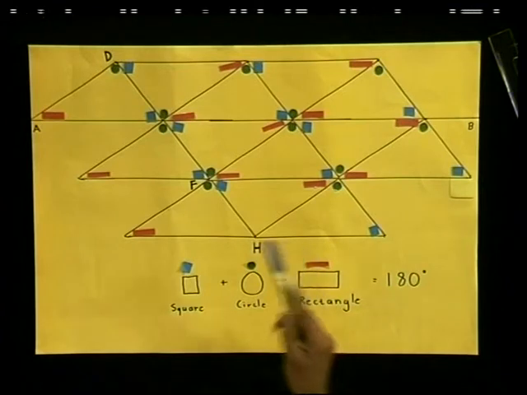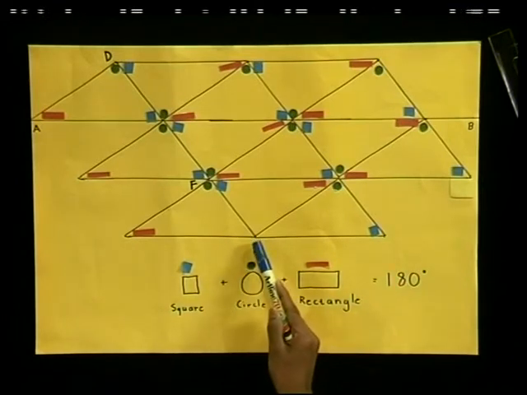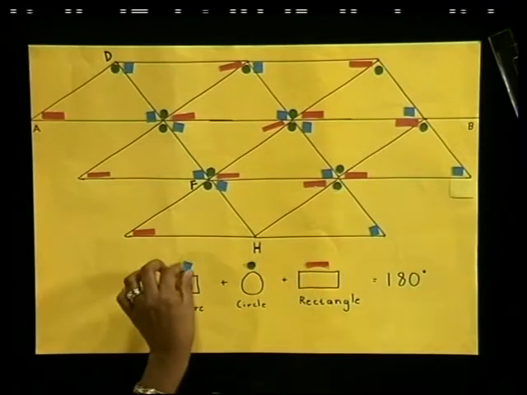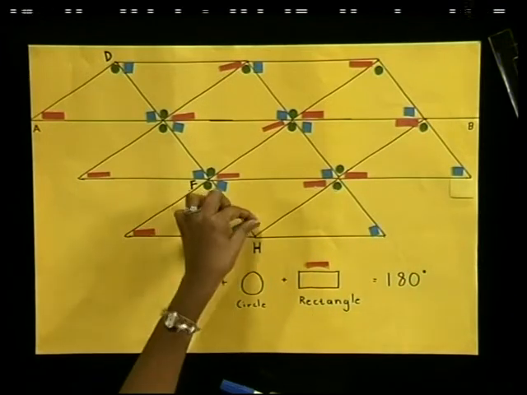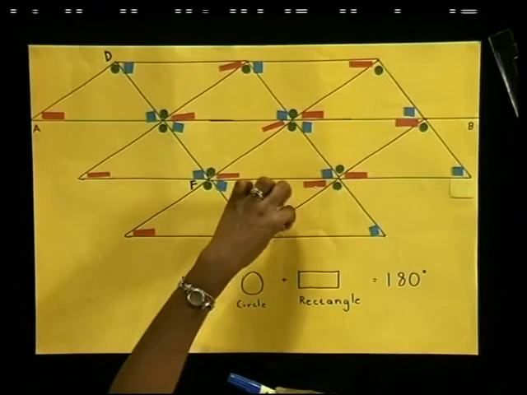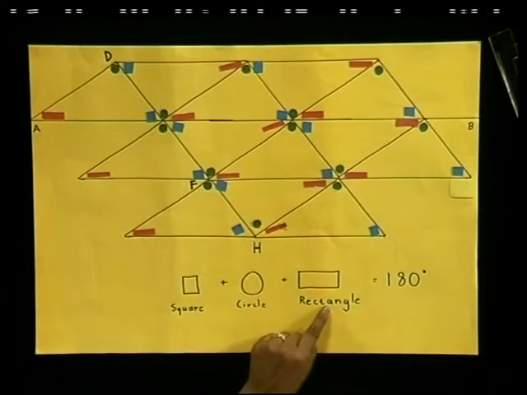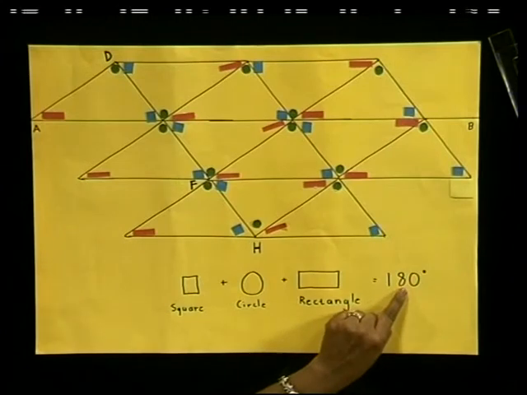But before we do that, we need to refresh our memories on what we know about the angles on a straight line. We know that the angles on a straight line at a point add up to 180 degrees. Now we have used a square, circle, and a rectangle to represent this. We say that the square plus the circle plus the rectangle is equal to 180 degrees.